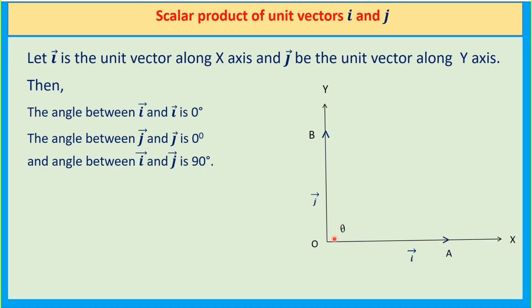Okay. Vector i and vector i. Angle between vector i and vector i becomes 0. Angle between vector j and vector j also becomes 0. Angle between vector i and vector j becomes 90 degree. Now we can write vector i dot vector i is equal to 1. Similarly, we can write vector j dot vector j is equal to also 1 and vector i dot vector j is equal to 0.